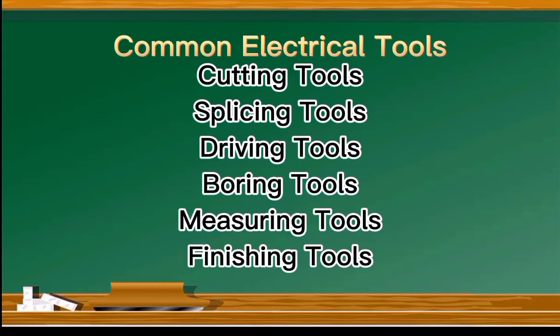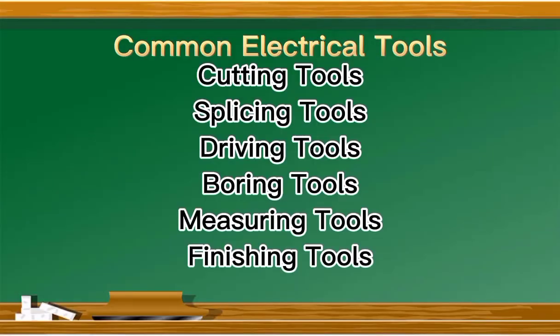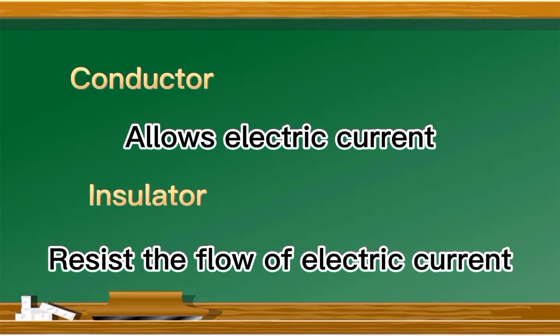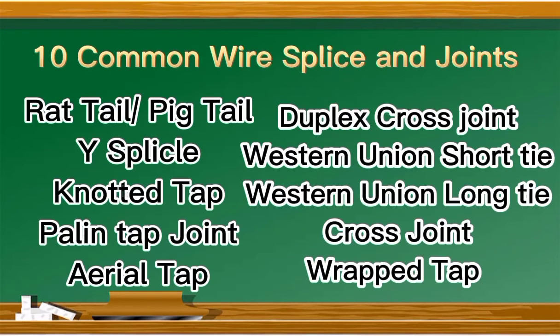I also discussed the common electrical tools. So we have 6 classifications, which are the cutting tools, splicing tools, measuring tools, driving tools, boring tools, and the finishing tools. We also differentiate the conductor and insulator, wherein conductors allow electric current, while insulators resist the flow of electric current. And also the common wire splices and joints.